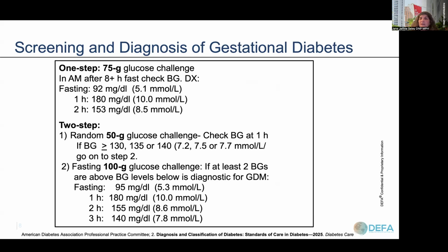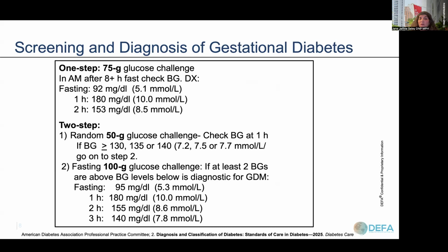The two-step is a little bit more complicated, but it's easier to screen people with a 50-gram glucose challenge than a 75-gram glucose challenge. So you could weed out the people that are unlikely to have it. If you do a 50-gram glucose challenge and you check the glucose at exactly 1 hour, there's a range of opinions of the glucose in milligrams being anywhere from 130 to 140 to opt in and go on to the glucose challenge with 100 grams, or 7.2 to 7.7 millimoles.